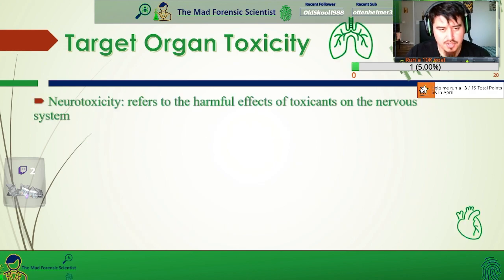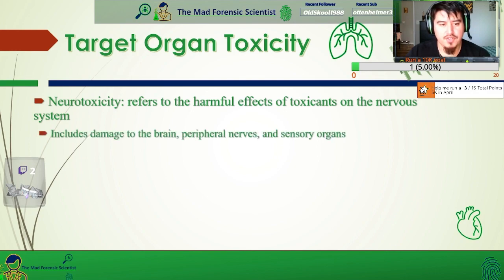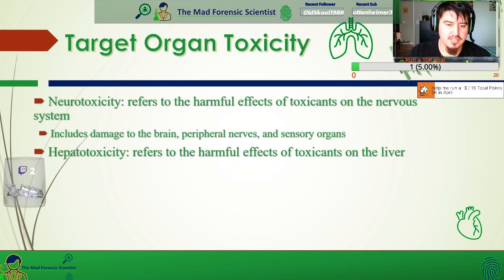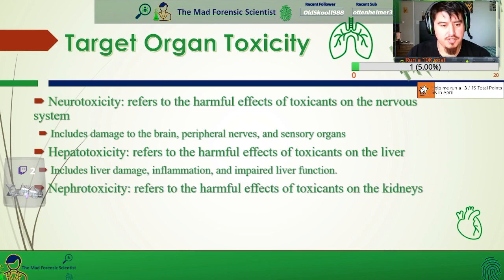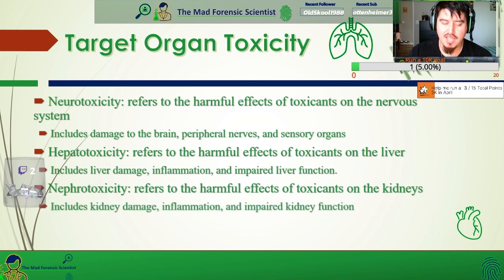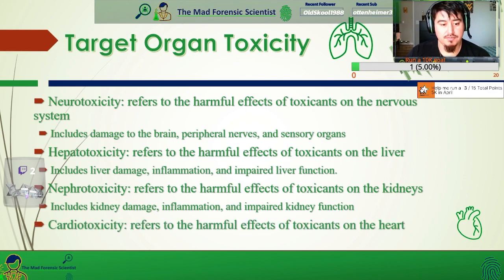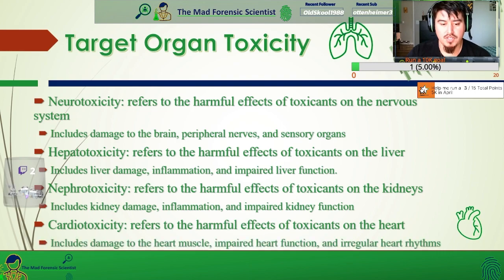The specific types: neurotoxicity refers to the harmful effects on the nervous system, including the brain, peripheral nerves, and sensory organs. Hepatotoxicity refers to the effects on the liver, which includes liver damage, inflammation, as well as impaired liver function. Nephrotoxicity refers to the harmful effects of toxins on the kidneys, which includes kidney damage, inflammation, and impaired kidney function. Cardiotoxicity refers to the harmful effects of the toxin on the heart, which includes damage to the heart muscle, impaired heart function, and irregular heart rhythms.